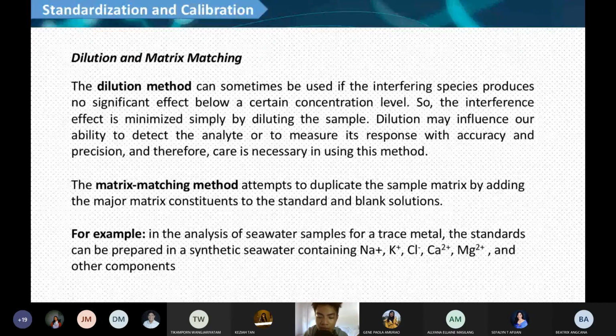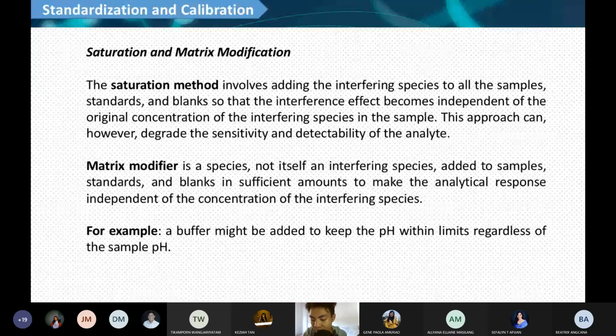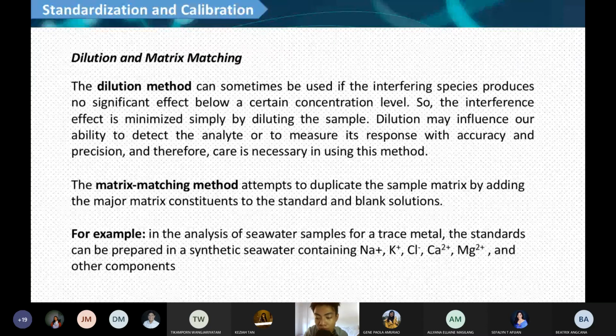And then the last one is the matrix matching. What we do here is that we duplicate the interferences so that we can deduct them from our measurements of the sample later on. So that is something similar to the saturation method. For matrix matching, you're going to duplicate your matrix. It means you're going to duplicate all the interferences, and then later on, you're going to deduct them from whatever is in your sample, so that you will be left with your analyte measurements.